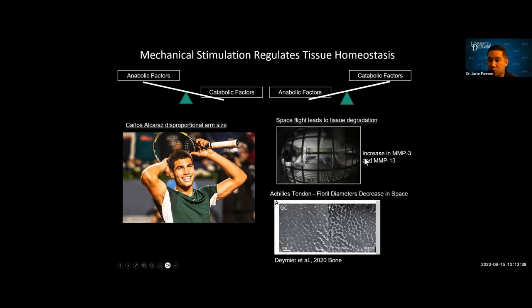Their tendons begin to increase in production of matrix metalloproteases 13 and 3. This leads to a decrease in the amount of collagen that's produced, and leads to decreased collagen fibril diameters and a decrease in the size of the tendon. So mechanical forces play a role in determining the tendon matrix homeostasis.